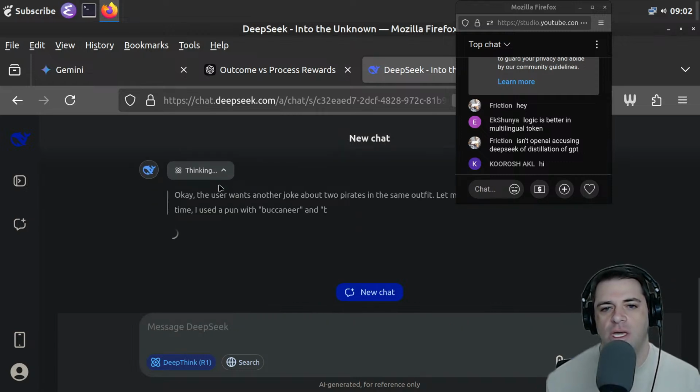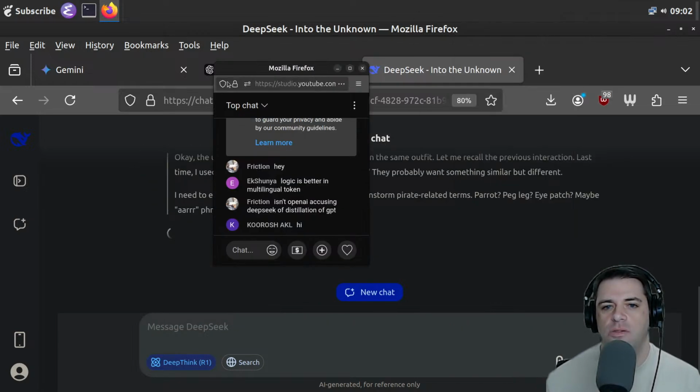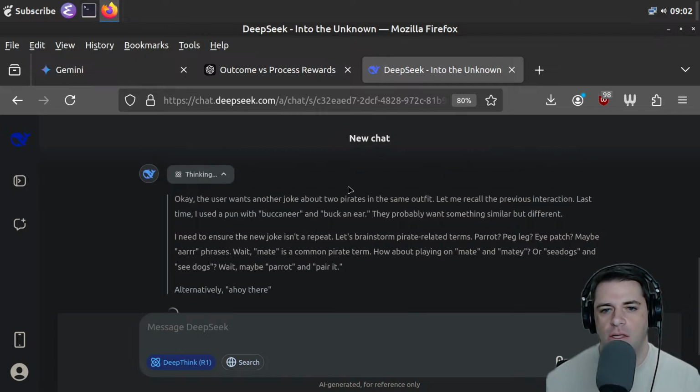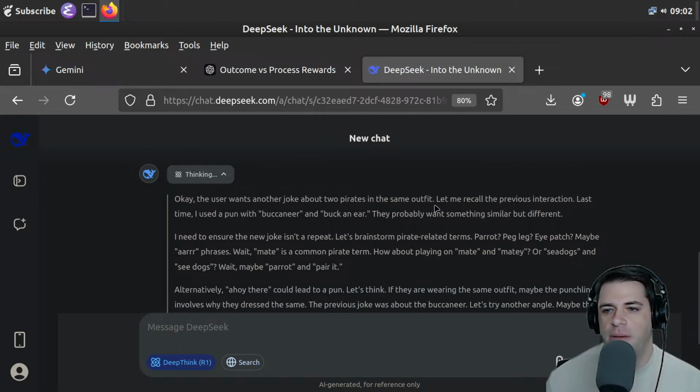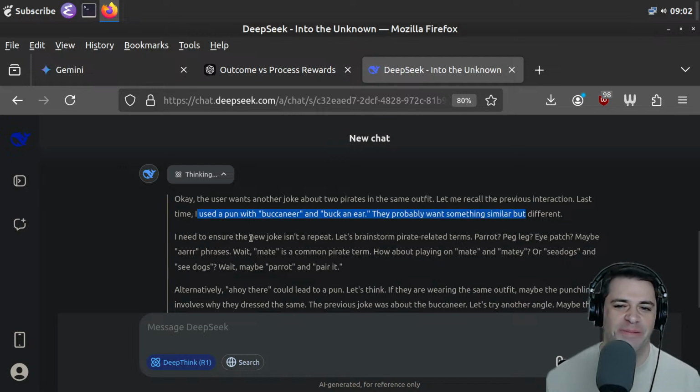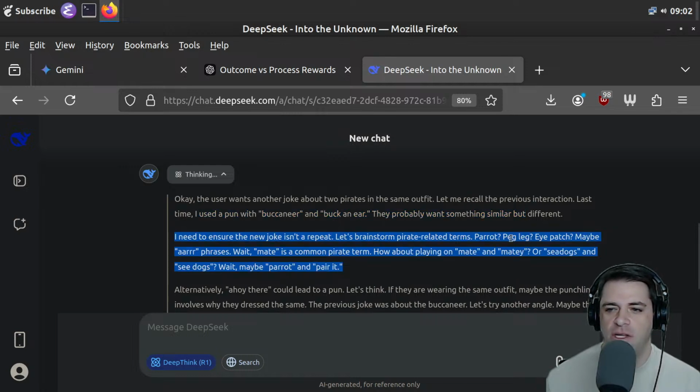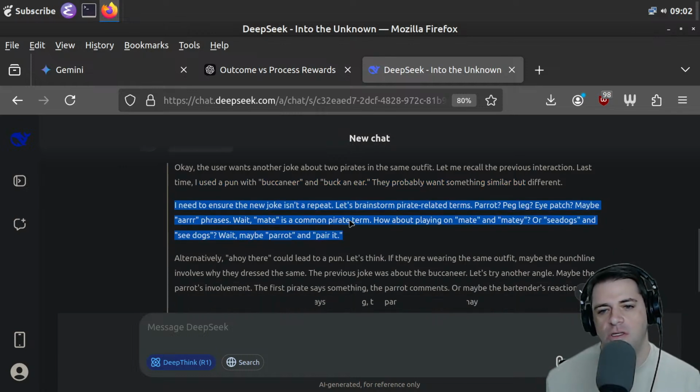Okay, so there's some thinking. Okay, and here's what it looks like. Okay, the user wants another joke about two pirates with the same outfit. Let me recall the previous interaction. Last time they used the pun buccaneer. They probably want something similar but different. I do not want something similar. I need to ensure this joke isn't a repeat. Let's brainstorm pirate-related terms. Parrot, peg, like. I mean, this is really cool.